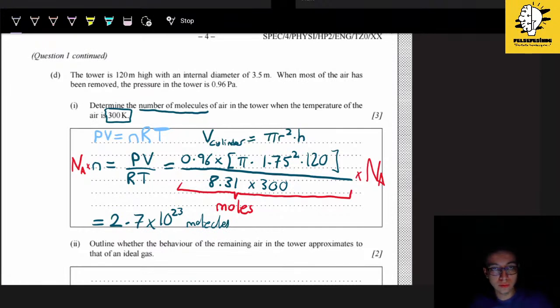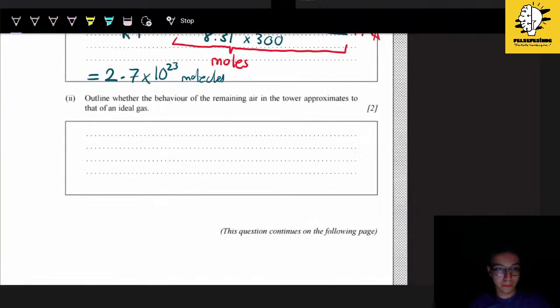So yes, we can go with the next question. Again, I will let you annotate.